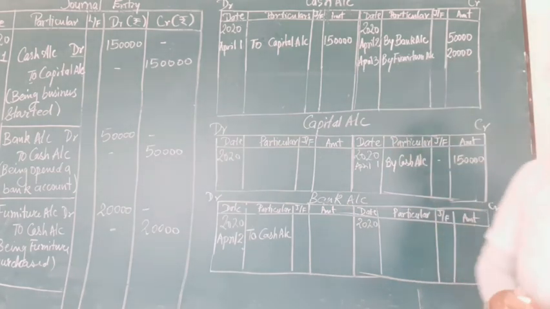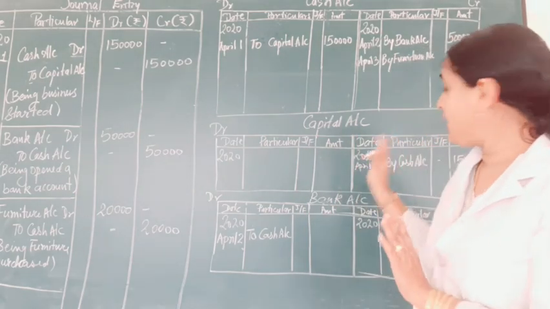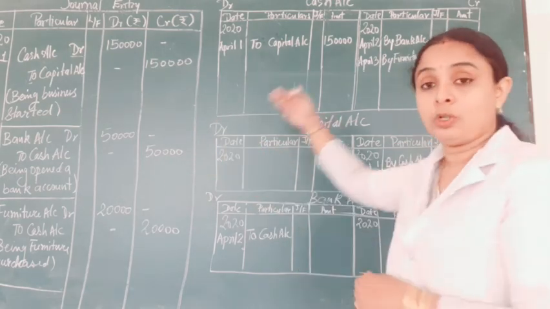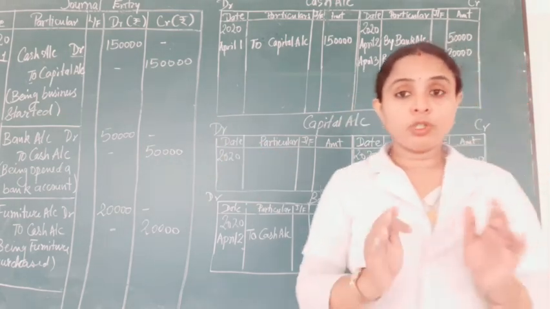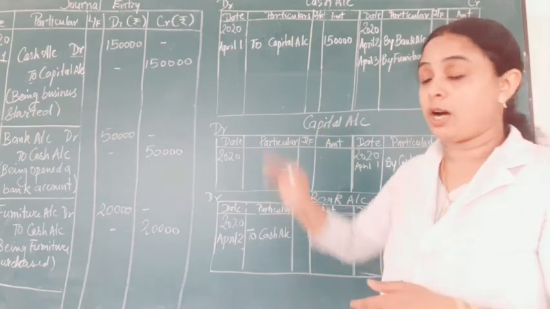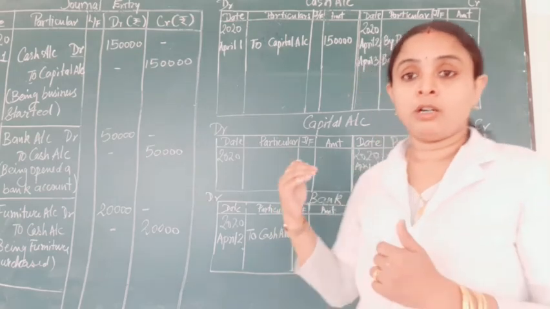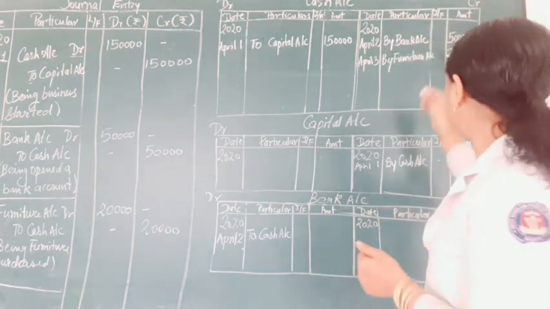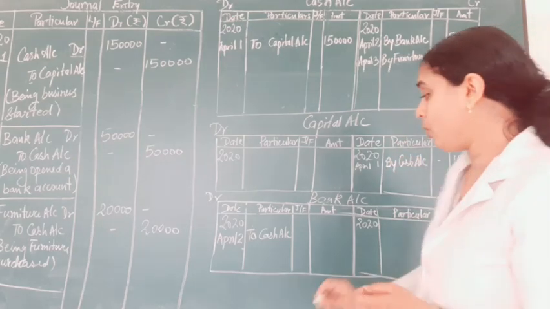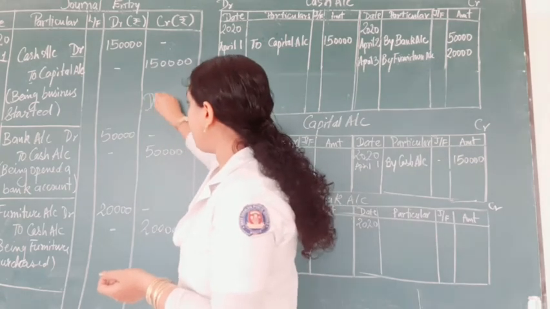Okay, so now it's closing of account. Now I hope you have understood how to post the entries from the journal to the ledger. Now the most important part is closing the account. You are supposed to close this account. Now how to do that? Please follow me. Here, the first thing you have to do is, you know the rule of debit and credit. What is the rule of accountancy?